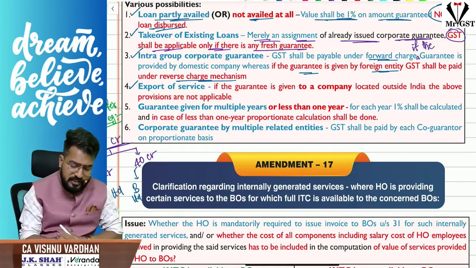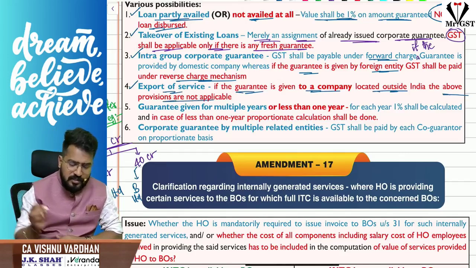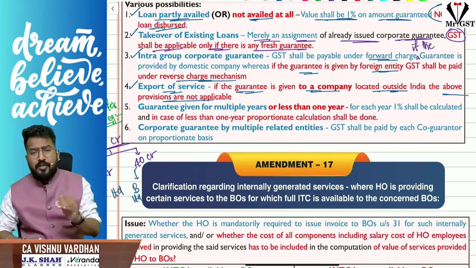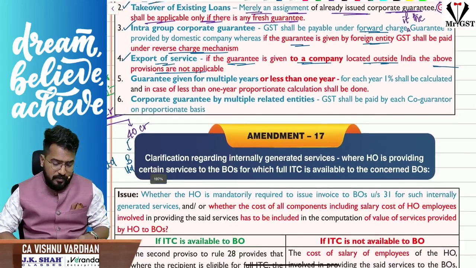As I already told you, if it is an export of service, if the guarantee is given to a company located outside India, the above provisions are right away not applicable. This is only when the recipient, the company to whom you are giving the guarantee, is located in India, then only these provisions are applicable. Otherwise, these provisions are not applicable.